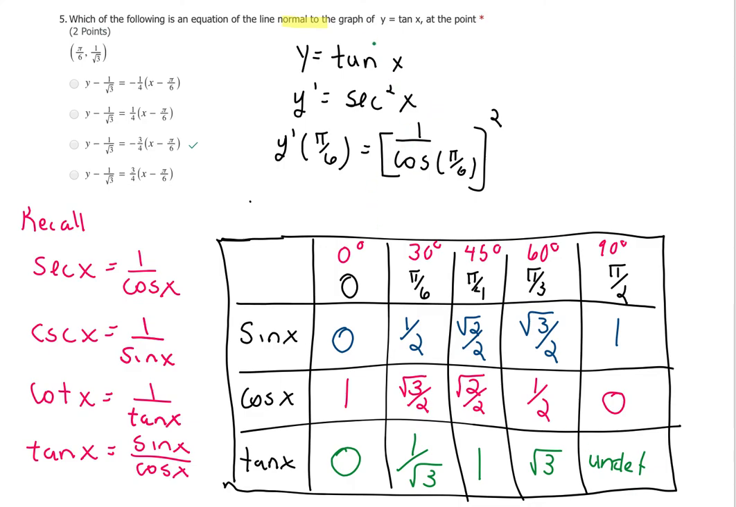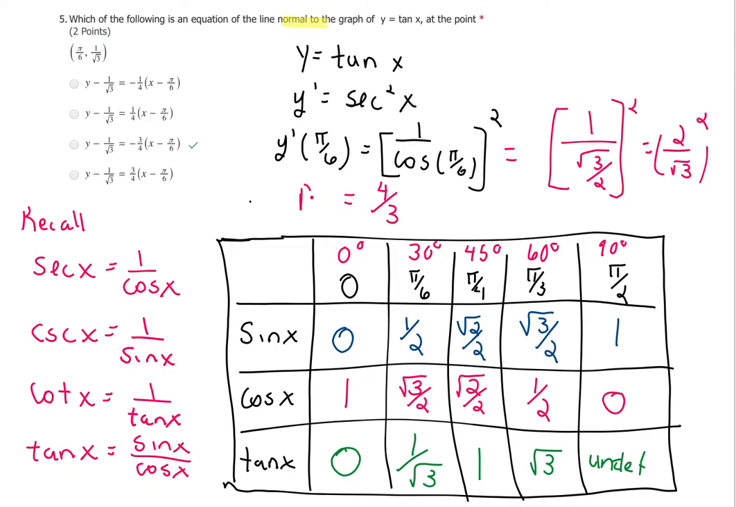Now I'm going to take this knowledge, and I'm going to go back to my equation here. And we're figuring out 1 divided by cosine of pi over 6. So now I know that cosine of pi over 6 is the square root of 3 over 2. And we're going to square this. So when I take 1 divided by the fraction, that's just going to flip the fraction over and square. And that becomes 4 over 3. And this is my slope of my tangent line.